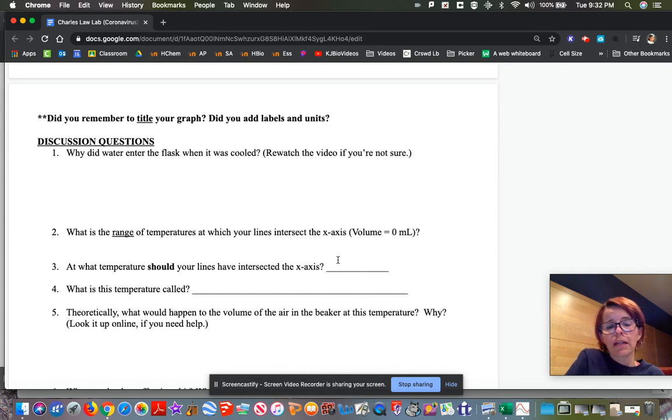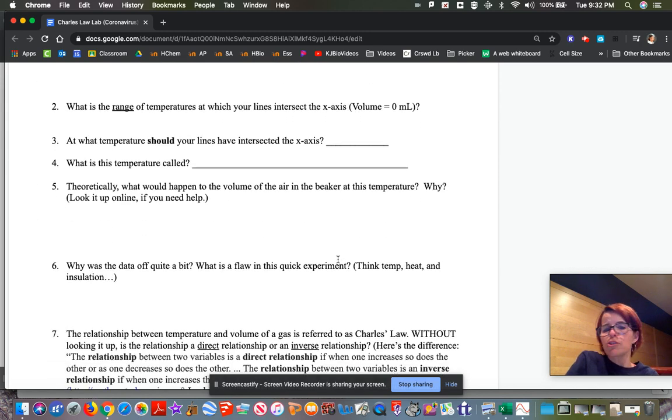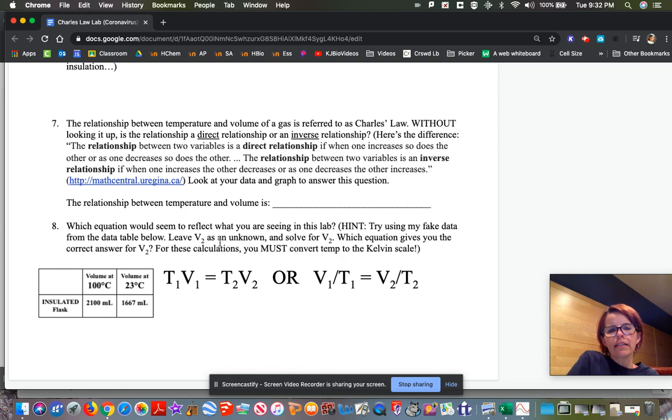Because that's for sure something I'm going to be checking for. And then you have questions that you need to answer. And then finally, at the very ending, you need to decide which equation is the correct equation. Now, you could totally cheat and look it up, but it ruins kind of the fun or the purpose of what we're trying to do here. The one thing that is important, it says for these calculations, you must convert temperature to the Kelvin scale.